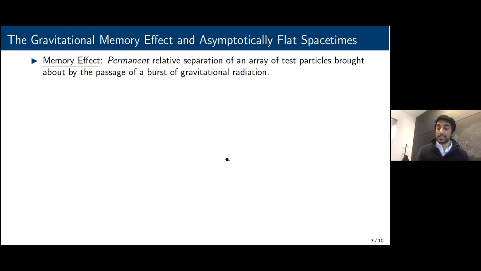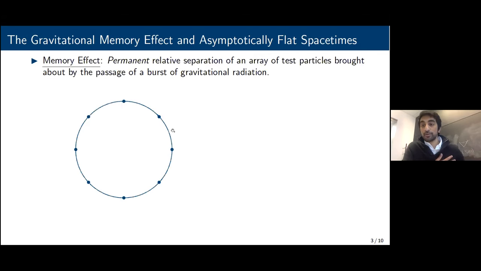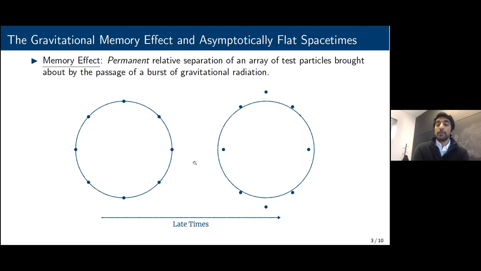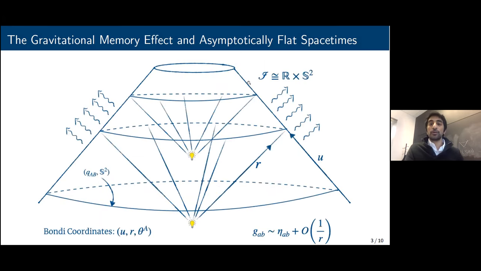Just to get started, in classical gravity, the memory effect is the permanent relative separation of some array of test particles brought about by a burst of radiation. If I allow a burst of radiation to pass through your screen, then these test masses will oscillate and become permanently displaced at late times due to the passage of gravitational radiation. This is an instance of the memory effect. And as I alluded to before, it's a property of asymptotically flat spacetimes.